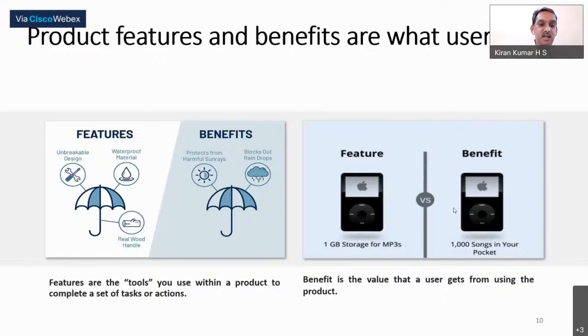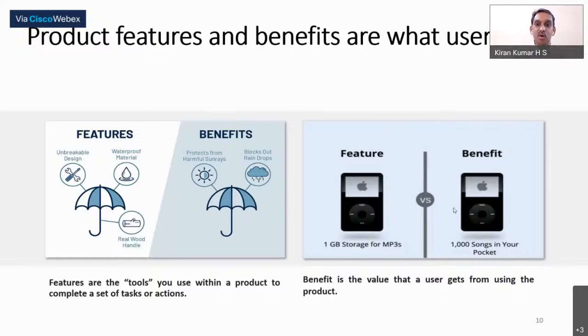It should not break. Maybe it should have a wooden handle, or it should have a button which you press and the umbrella should open. This is what a customer really expects, not exactly what type of material it is. He doesn't care. But what he cares about is, is it strong enough? Does it serve my purpose? Does it give me shield against sun and rain?